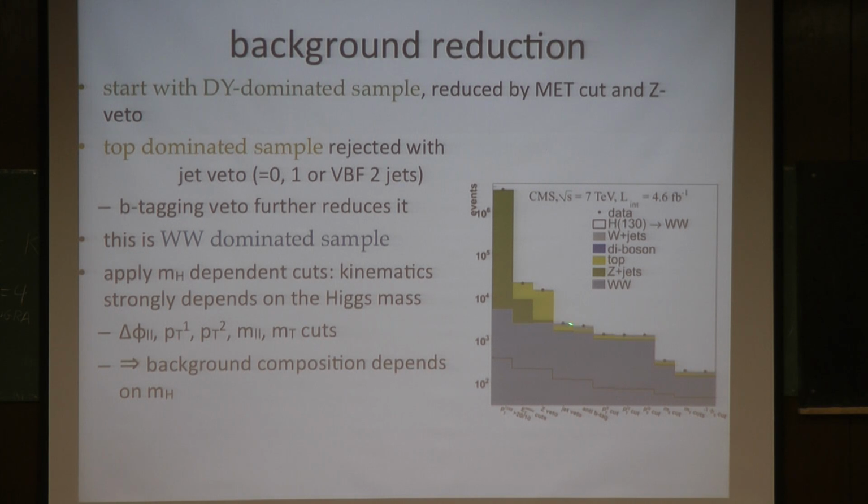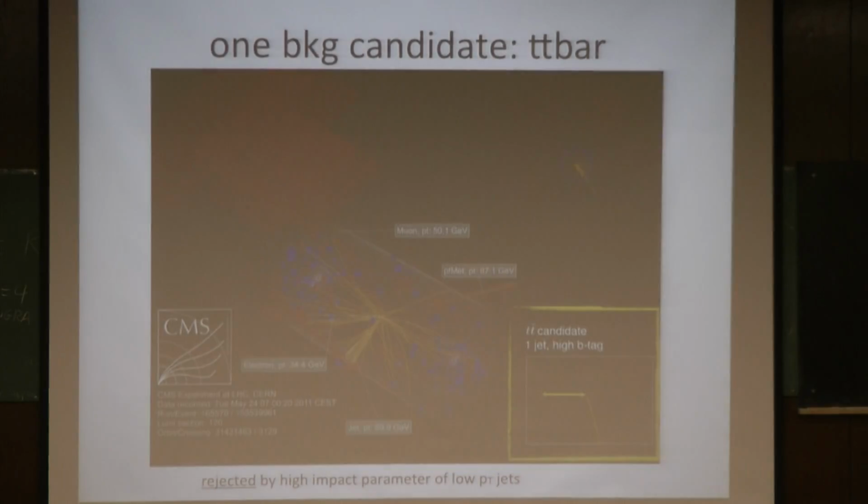You do the B veto, you reject the top with the B veto, and then you are reaching down here, 3 orders of magnitude, you've got the WWs. And now you do kinematic cuts that depend on the Higgs mass and also on the characteristics of the scalar nature of the Higgs. So here is a background, a TT bar background candidate.